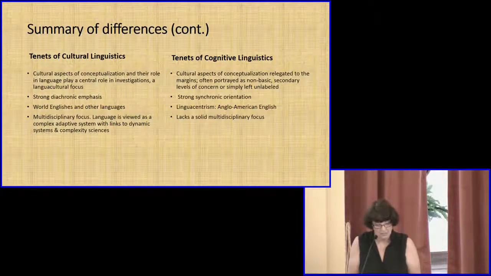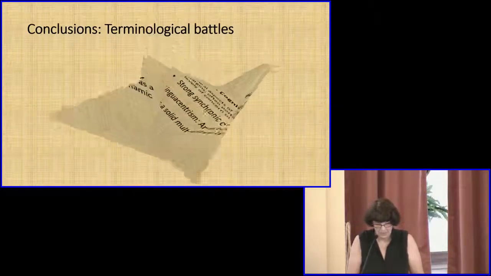For cultural linguistics, we have a multidisciplinary focus, and I think this is very, very important, that language is viewed as a complex adaptive system with links to dynamic systems and complexity sciences. Cultural linguistics is truly open to the cognitive sciences. In the case of cognitive linguistics, I believe that it really lacks a multidisciplinary focus.